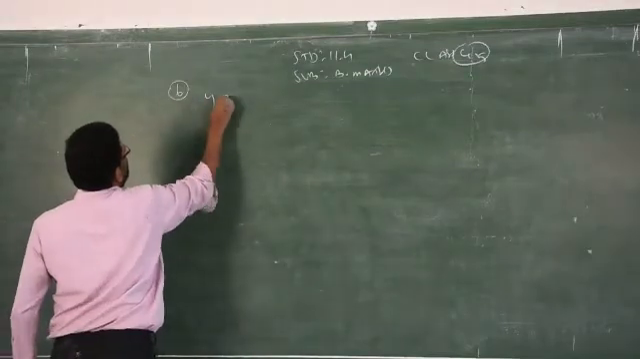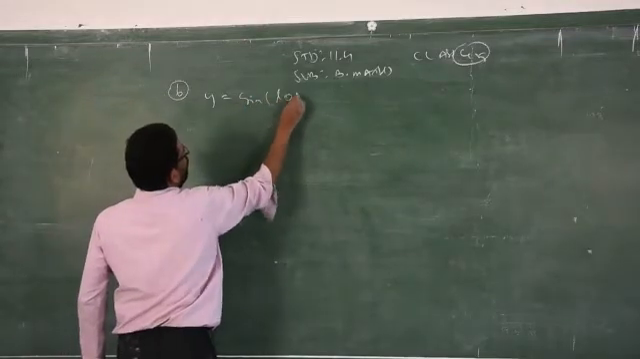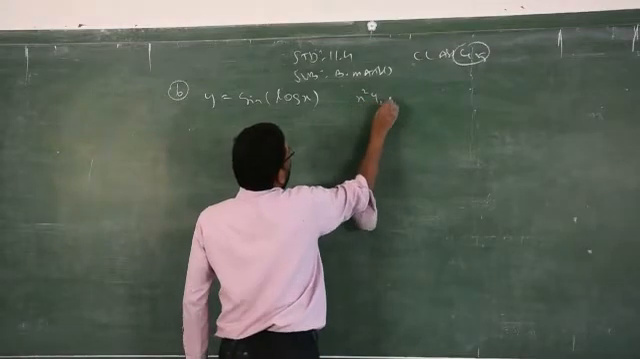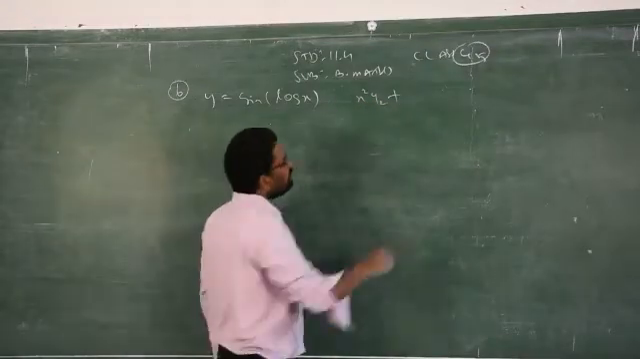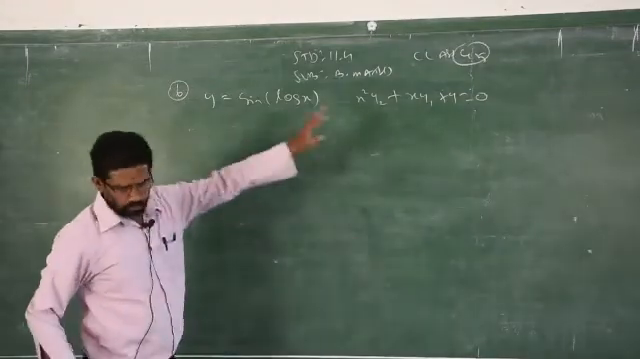So the 6th sum, that is the last one. y is equal to sine of log x. You are asked to prove that x square y2 plus x y1 plus y is equal to 0. So you have to show that result.